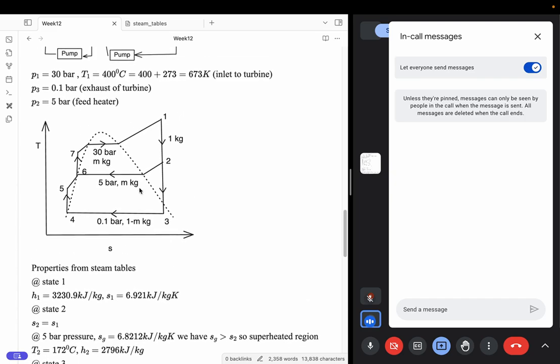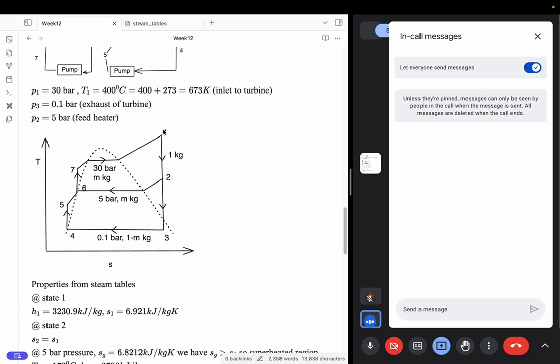Basically, the mean temperature of heat addition is the net change in your enthalpy, between state 4 to state 1, divided by the net change in the entropy. So delta H is approximately your delta Q. Delta Q divided by the change in entropy should give you the mean temperature of heat addition. So all we are saying is if it were a Carnot process, this would be the mean temperature of heat addition. This is clear.